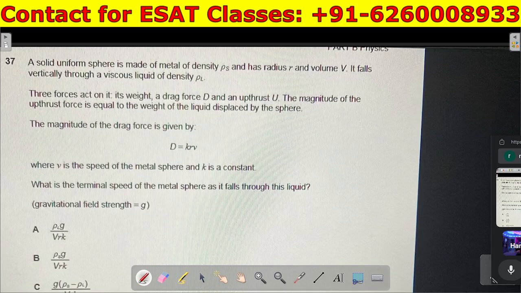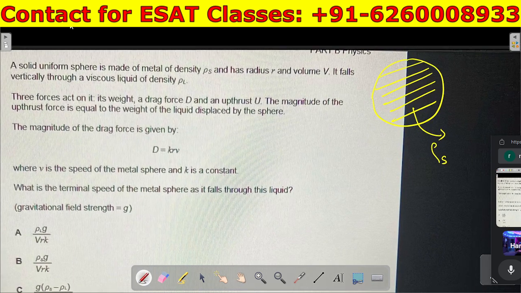Solid uniform sphere. So the solid sphere means it is filled from inside. A solid uniform sphere is made of a metal of density rho s, so its density is rho s, and the radius r, so its radius is r. Its volume is v.